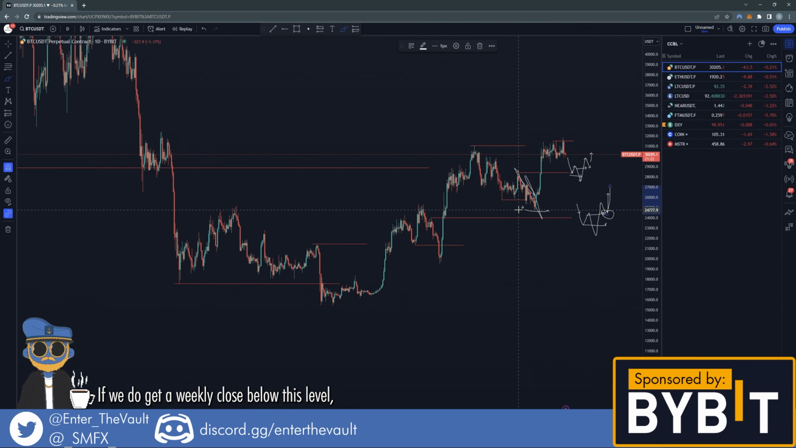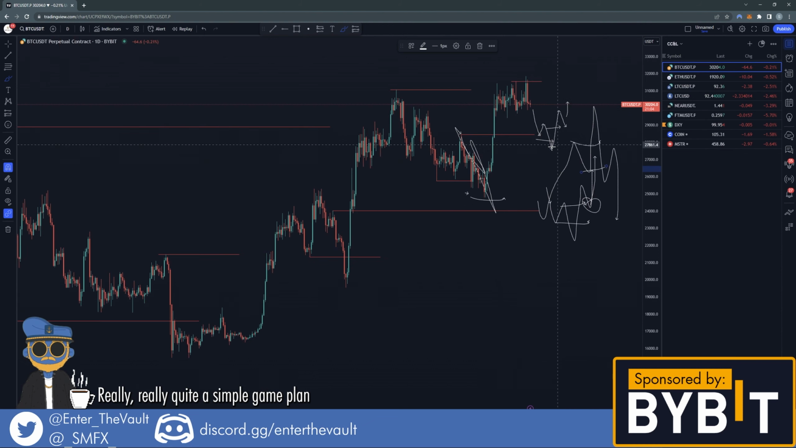If we do get a weekly close below this level, let's say we get the weekly close, we come up and then we start to see distribution, let's say on the daily time frame, then maybe I could say, yes, the bull market is over. But until we start to see that, we should just assume that any retrace is just going to be followed up by some more accumulation. So we have the levels that we're looking at. Really quite a simple game plan.